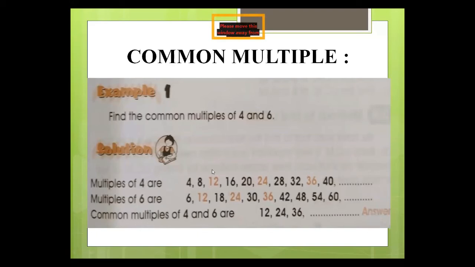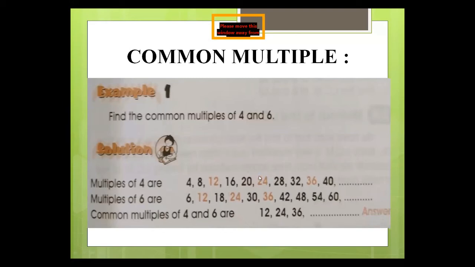Here you see the colored digit 12, which is common in 4 and 6 both. 12 is present in the multiples of 4 and also in the multiples of 6. Similarly, 24 is present in the multiples of 4 and in the multiples of 6. 36 is also present in both. If we list more multiples, we find more common ones between 4 and 6.